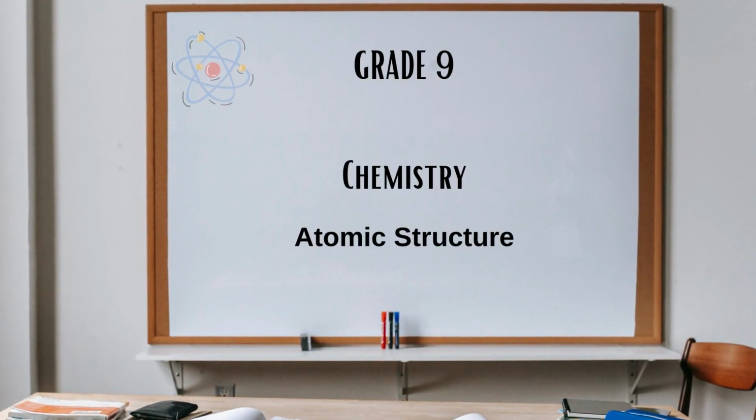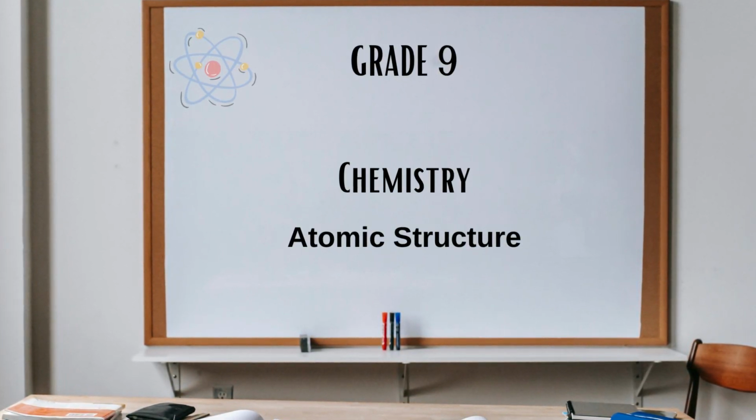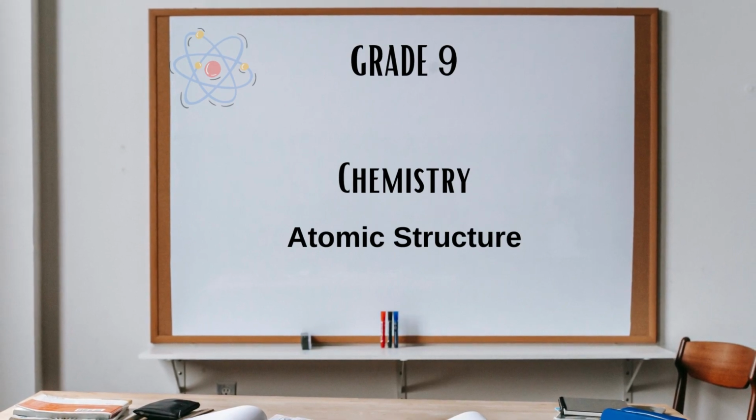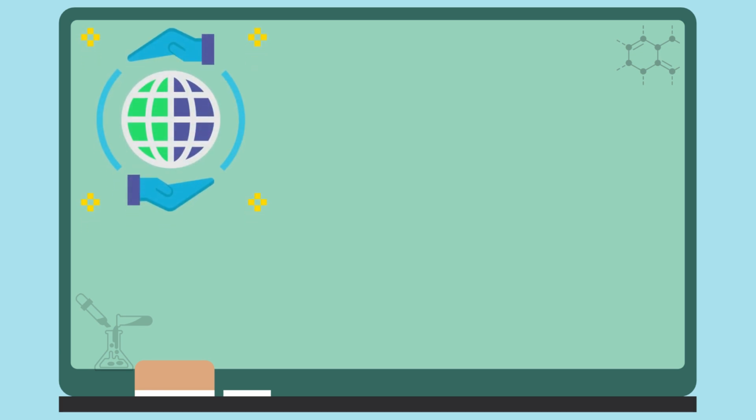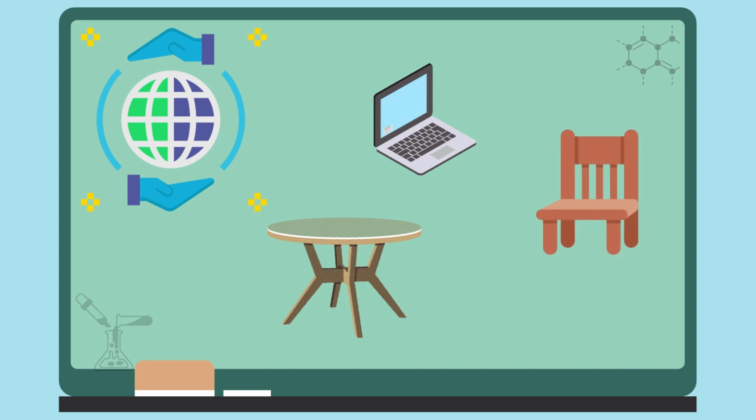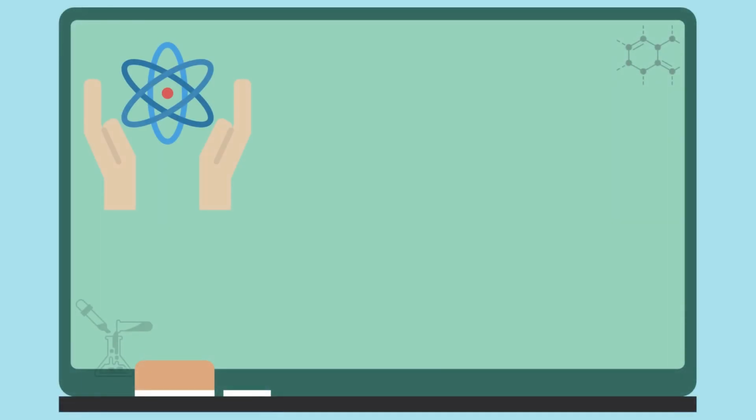Hello students, today we will be discussing atomic structure for grade 9 chemistry. Before we move on to actual atomic structure, let's think about everything that exists around us. A laptop, a table, a chair, or even something as small as a pencil or pen. They are all different kinds of matter, things that exist in this world.